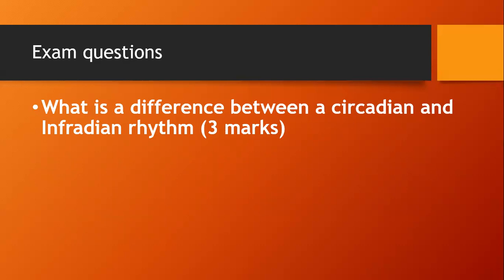But remember, when you're explaining it, it's a difference. You don't just say circadian rhythm is this and infradian rhythm is that. It's not actually to describe or explain or outline. It's asking what is the difference. So we need those connector words: whereas, compared to, however. So let's compare your answer. Different color pen, let's do a bit of self-marking.